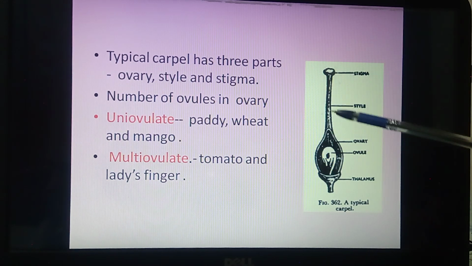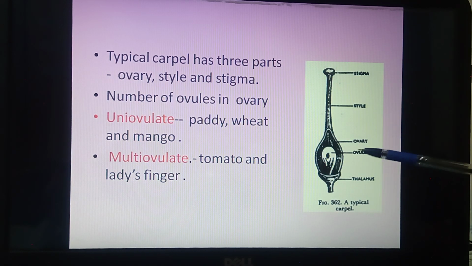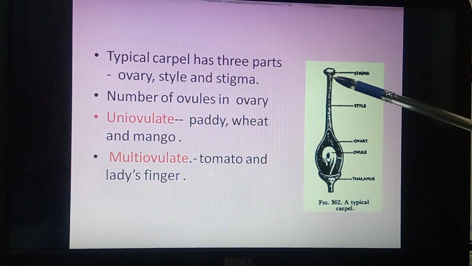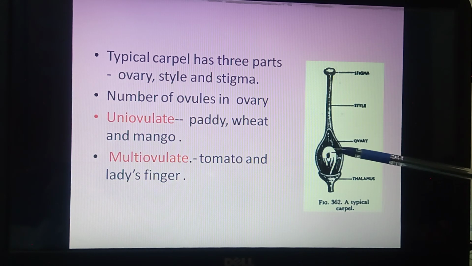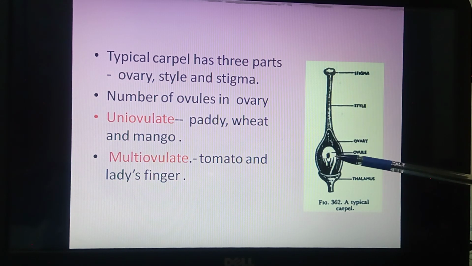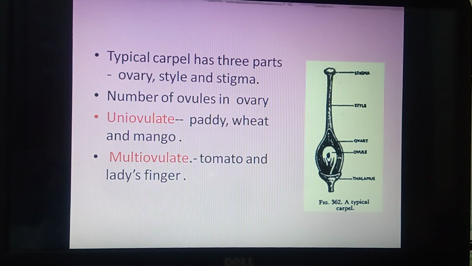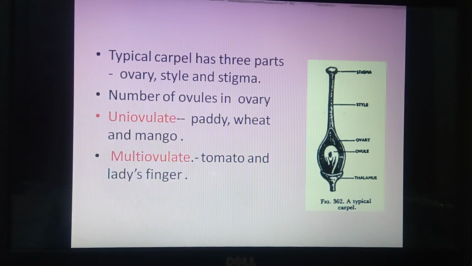So this pollen tube is carried by whom? The style, from the stigma up to the ovary, which contains an ovule. Once the pollen grains are dusted on the stigma, they form a pollen tube which is carried by the style up to the ovary, and inside the ovary there is an ovule. This pollen tube has to reach the ovule to achieve fertilization. So this is the structure of a typical carpel. Carpel is a member of the gynoecium.